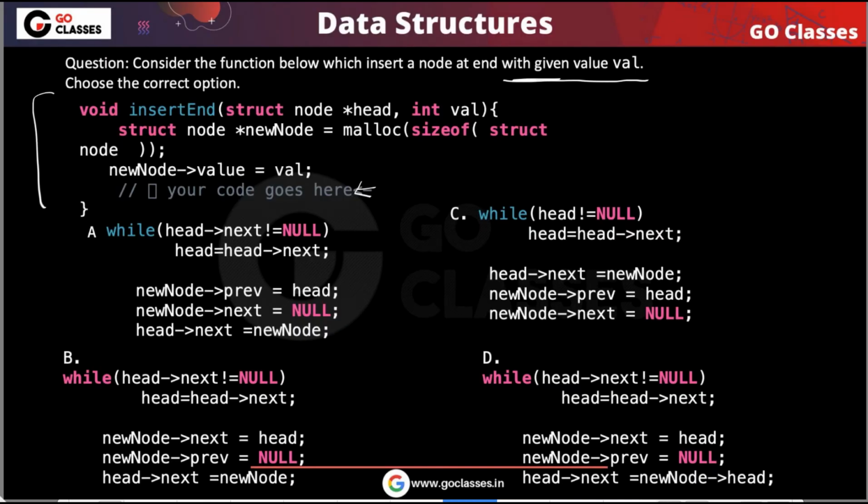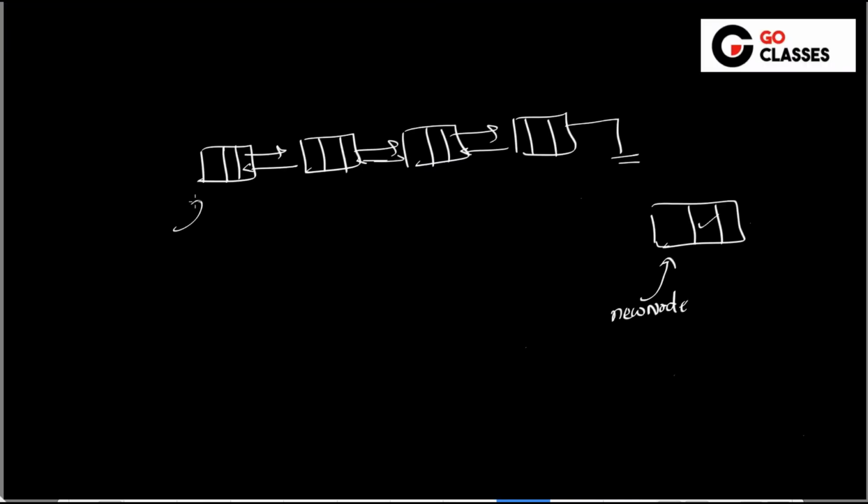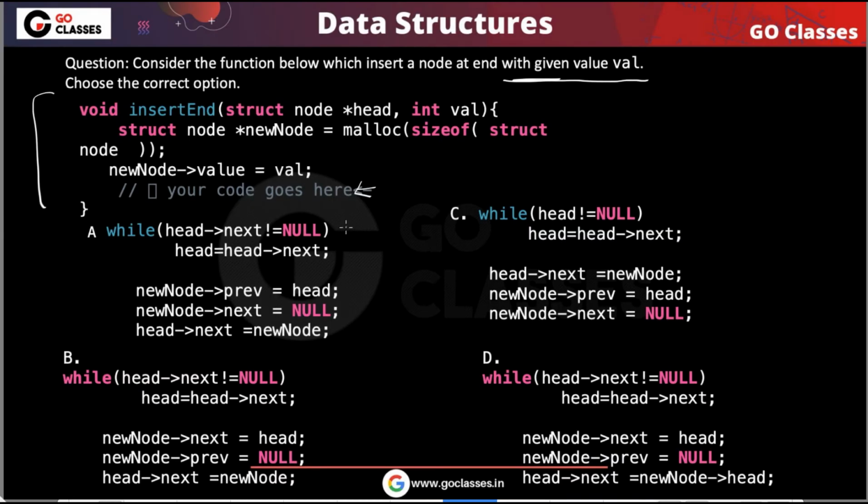To traverse till this point, if head is pointing here, can you tell me the condition? Maybe if you are traversing using head, you can say head next is not equal to null, right? So yes, this will make you point to the desired location. Maybe this will also make you point to the desired location, this will also make you point to the desired location. This is actually useless.